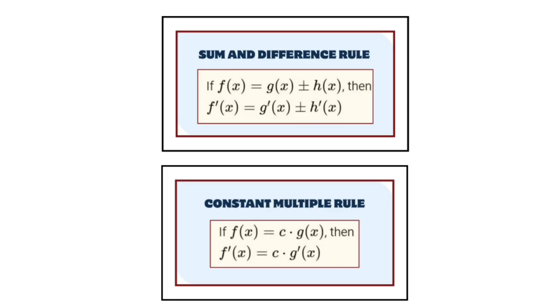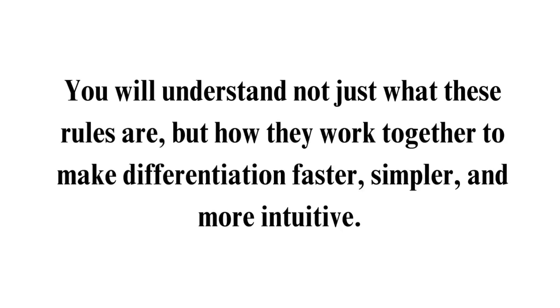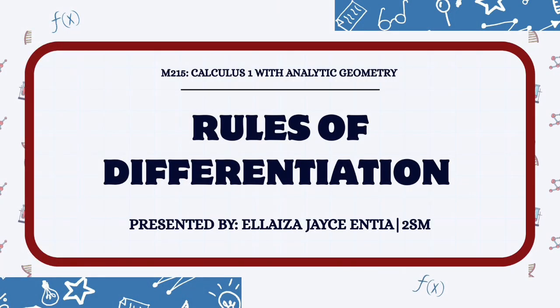After that, we explore the more advanced tools, the product rule and quotient rule, which help us differentiate functions that are multiplied or divided. These rules follow specific formulas that ensure we correctly handle both parts of the expression. By the end of this video, you'll understand not just what these rules are, but how they work together to make differentiation faster, simpler, and more intuitive. So let's begin our journey into the rules of differentiation, your essential toolkit for solving calculus problems efficiently.